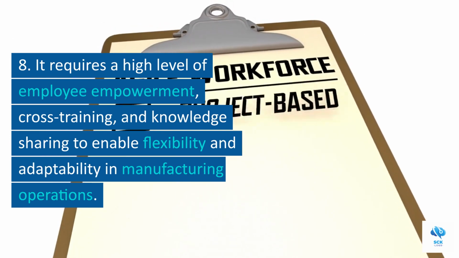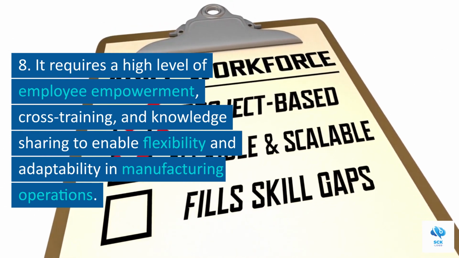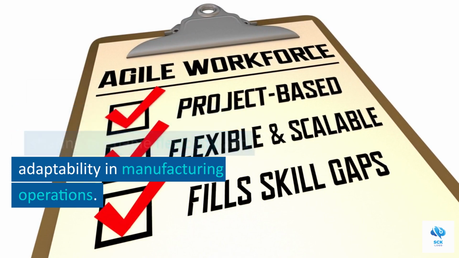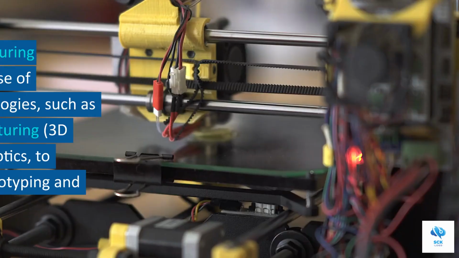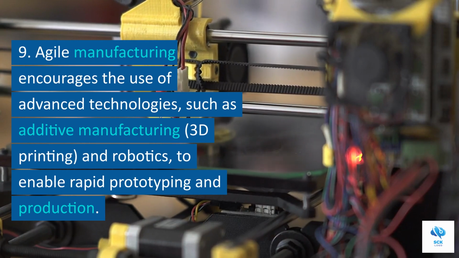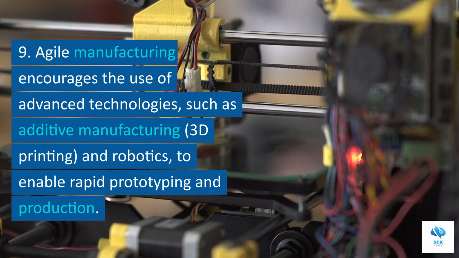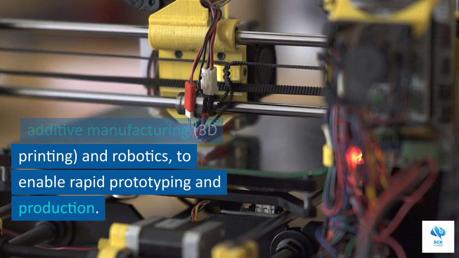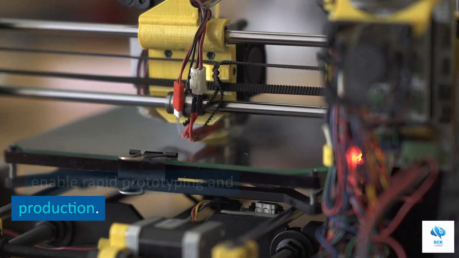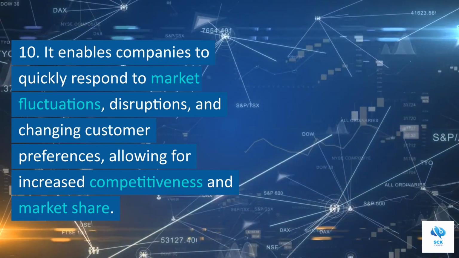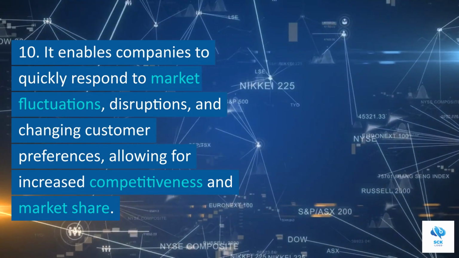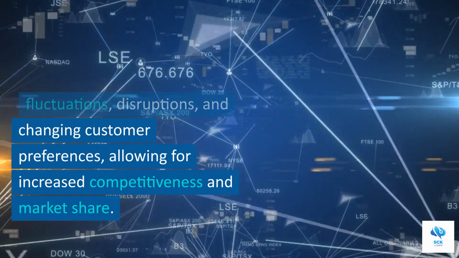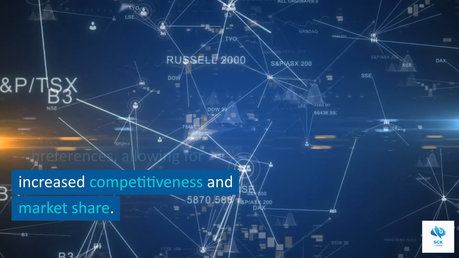8. It requires a high level of employee empowerment, cross-training, and knowledge sharing to enable flexibility and adaptability in manufacturing operations. 9. Agile manufacturing encourages the use of advanced technologies, such as additive manufacturing, 3D printing, and robotics, to enable rapid prototyping and production. 10. It enables companies to quickly respond to market fluctuations, disruptions, and changing customer preferences, allowing for increased competitiveness and market share.